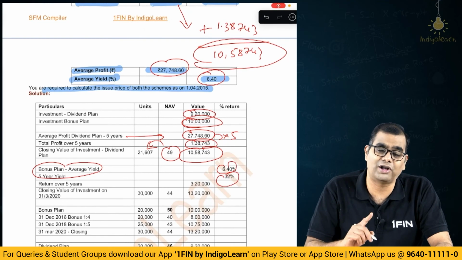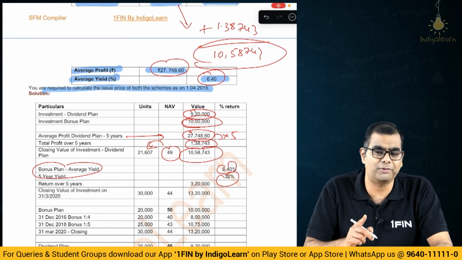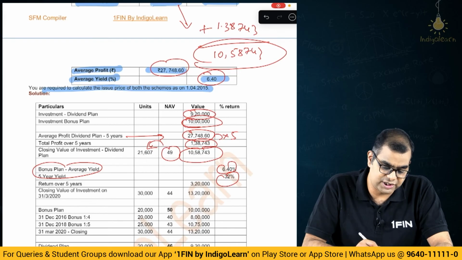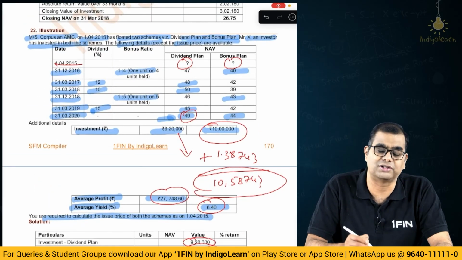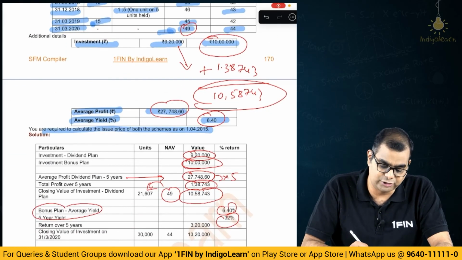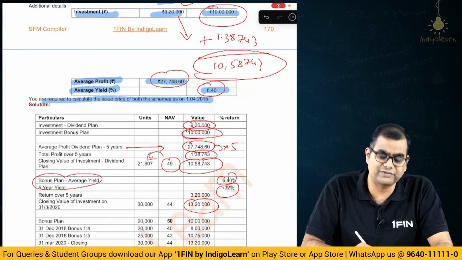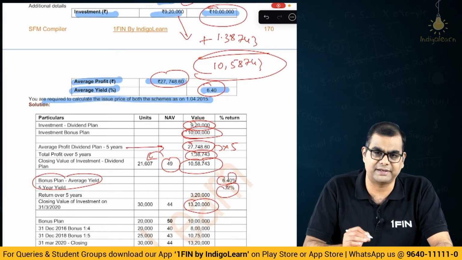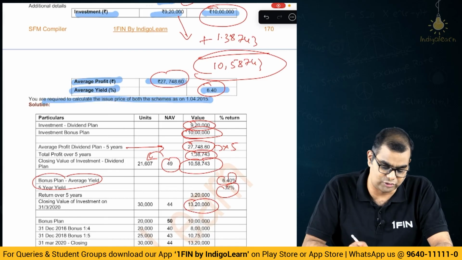32% is the overall yield over how much period? 5 years. So initially you invested how much? Initial investment was 10 lakhs. So on 10 lakhs you got 32%, which is basically the closing value of the investment: 10 plus 3.2 is basically 13.2 lakhs.